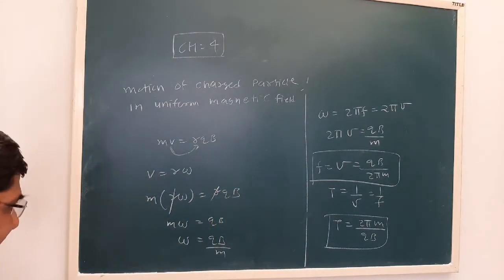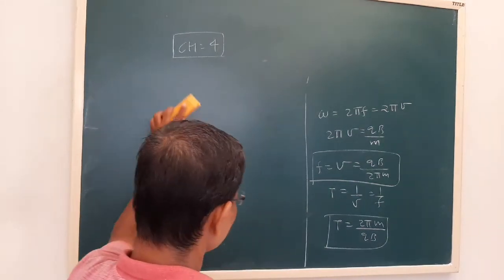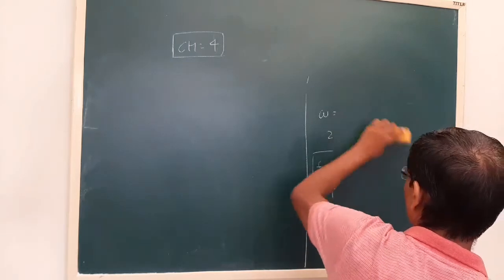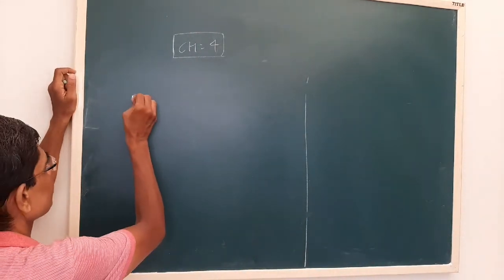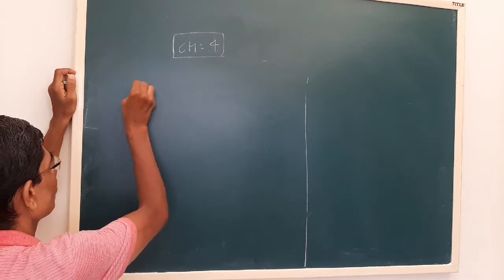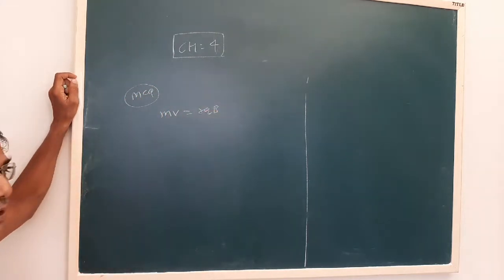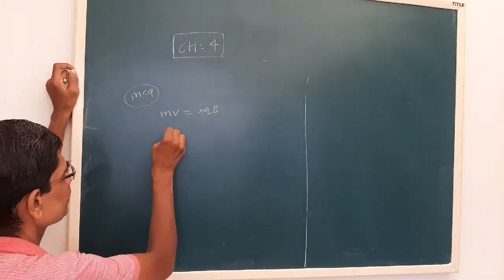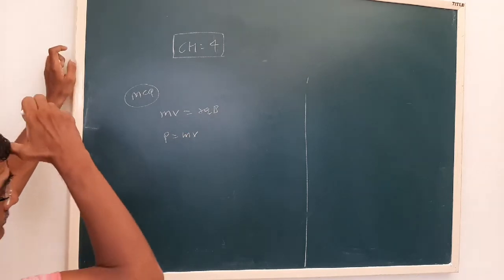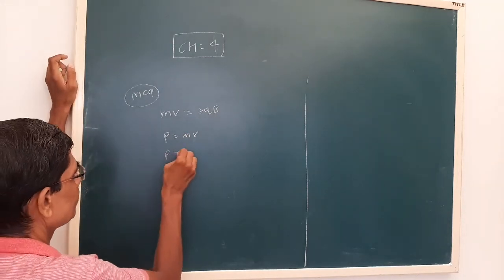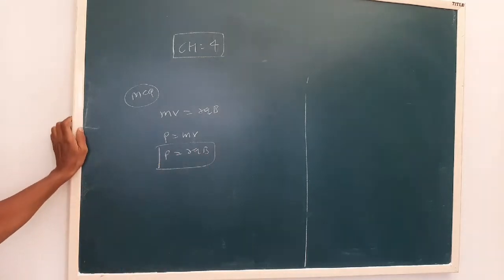Now see some important derivations that will be useful to you for solving MCQ or numericals. Just now we have seen mv is equal to rqB. Now we know momentum P is equal to mv. So P is equal to rqB.